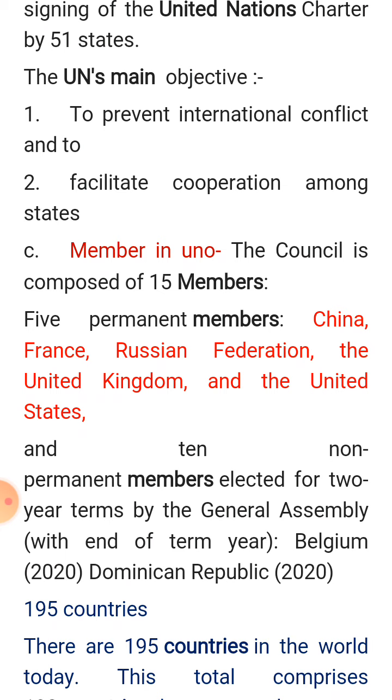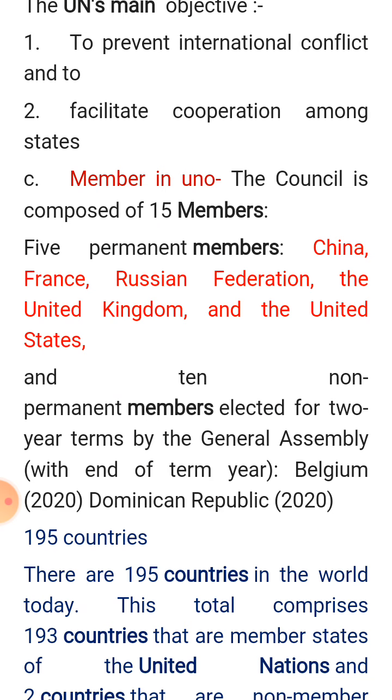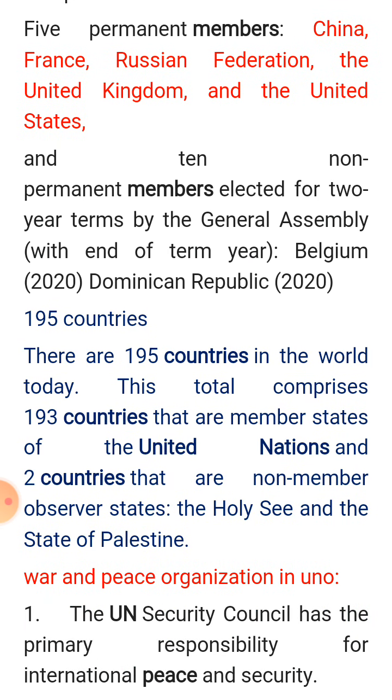Right? The Security Council is composed of how many members in the United Nations? 15 members. 15 members means 5 permanent members: China, Russia, France, the United Kingdom, and the United States, and 10 non-permanent members elected for a 2-year term by the General Assembly. Right?